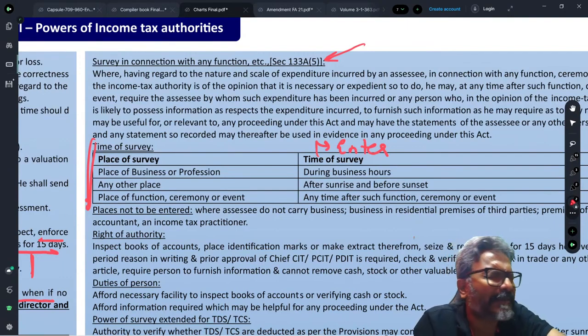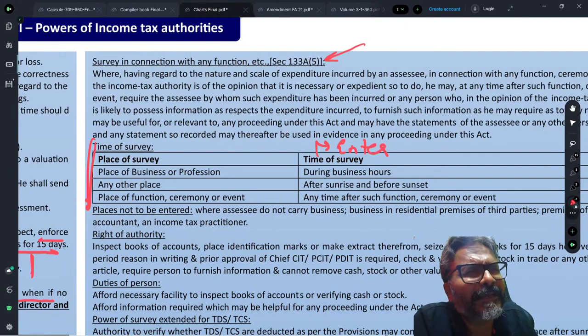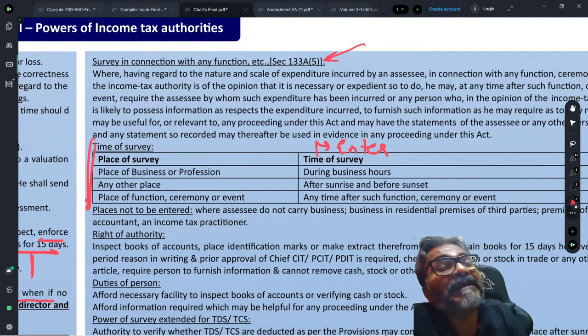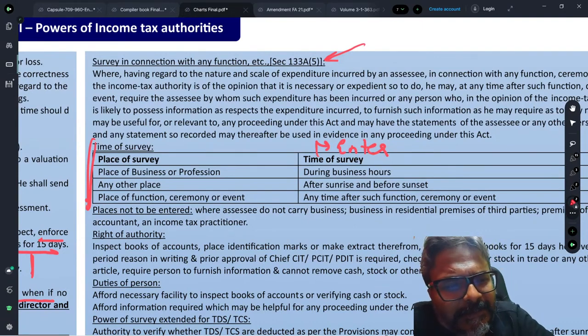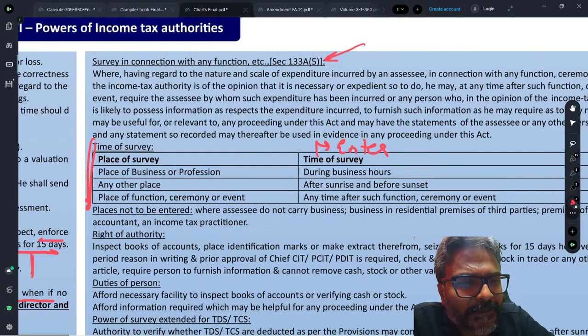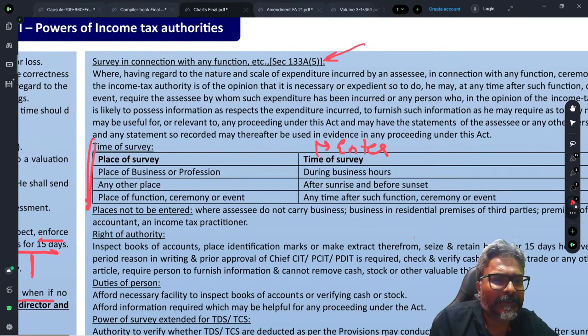Let me correct it: you can enter into that premises only after sunrise but before sunset. This is only to enter but not to exit. And I already told you about the function, ceremonies and events. You can do the survey at any time, students, but only after such function, ceremony or event is over. Is that clear to all of you? Fine, students, and that's exactly what it is.